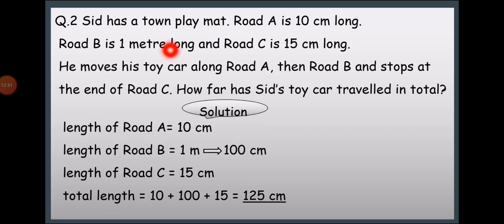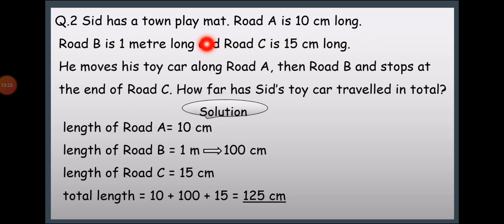Now the next question. Sid has a town play mat. Road A is 10 centimeters long, road B is 1 meter long and road C is 15 centimeters long. He moves his toy car along road A, then road B and stops at the end of road C. How far has Sid's toy car traveled in total? After writing the question, make a solution cloud. So first write solution, then make a cloud. And please write your question and leave a line each time you start a new line.